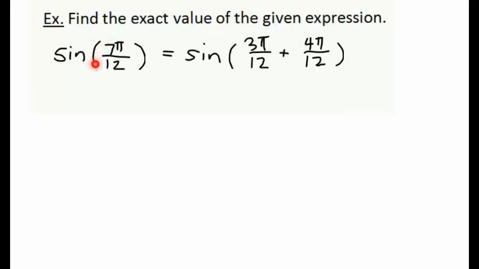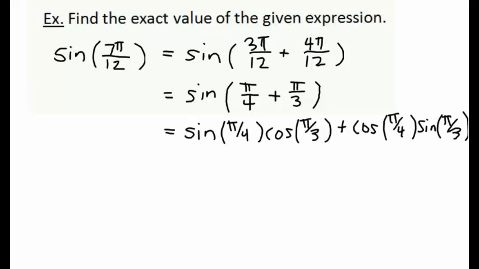What I've done here is take 7 pi by 12 and break it up into 3 pi by 12 plus 4 pi by 12. Why have I done this? Because I know that 3 pi by 12 is pi over 4, and I know that reference angle, and 4 pi by 12 is pi by 3, and I also know that reference angle. Since I know both of the reference angles pi by 4 and pi by 3, now I can apply the addition formula for sine to rewrite this in a different way.